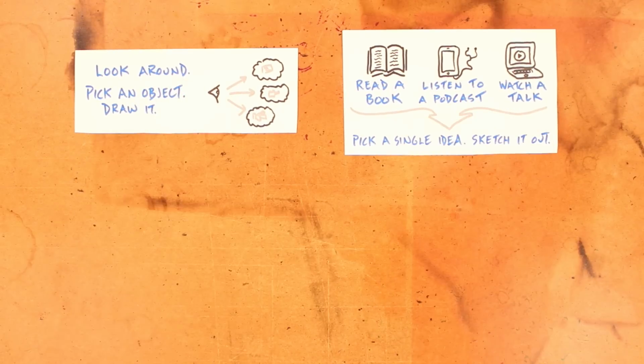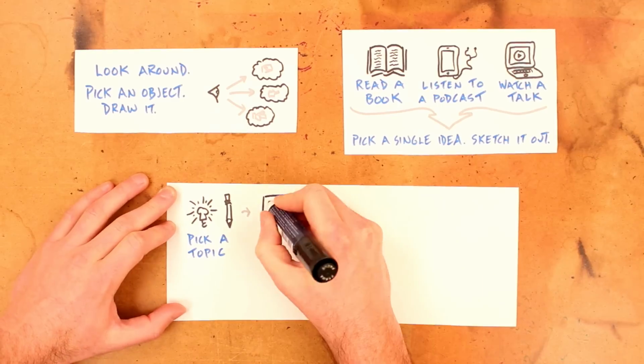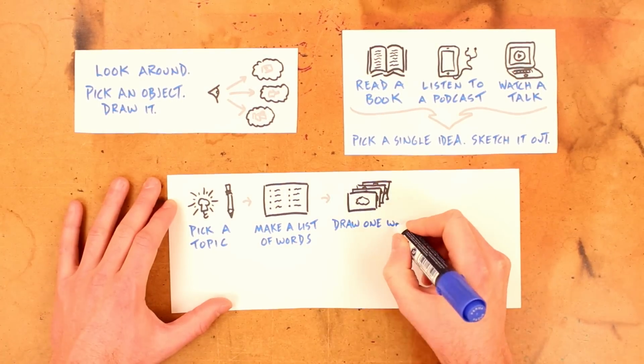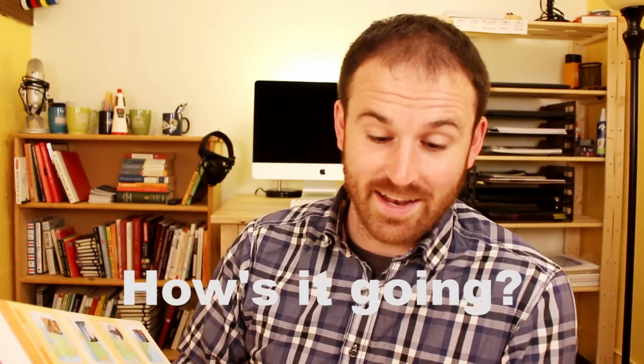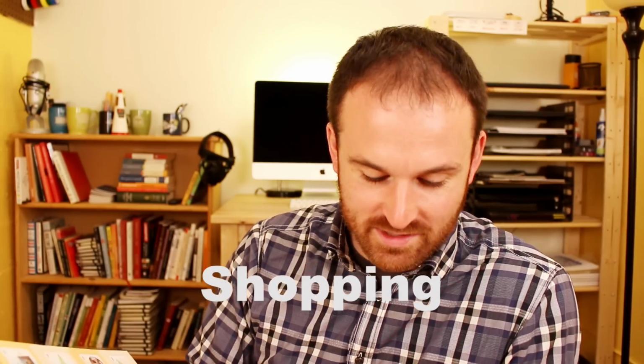Another way to build your visual vocabulary around your interests is to pick a topic that you are interested in. Then make a list of words related to that topic, and then draw out one word at a time. This technique is similar to how you might learn a new language. For example, this is one of my Spanish textbooks from college. And if we look at the table of contents, we will find Hola, ¿qué tal? En la universidad, la familia, los pasatiempos, las vacaciones, de compras, la rutina diaria, la comida, and a bunch more.